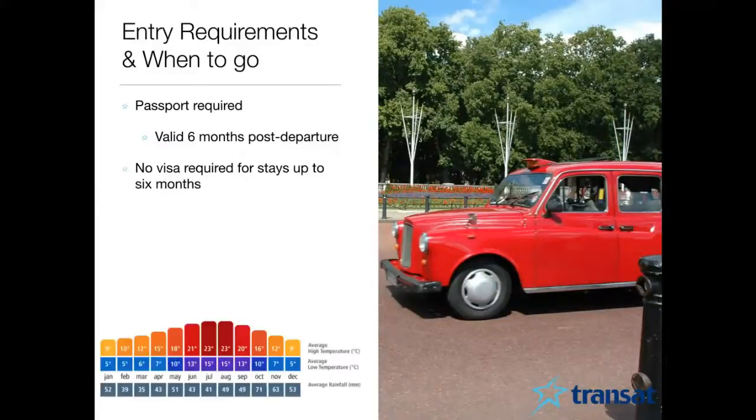Here is a graph of the average temperature in London throughout the year. While the summer months of July and August offer the best weather, with longer days and lots of festivals, they are peak season months, and you'll find yourself surrounded by crowds of tourists.